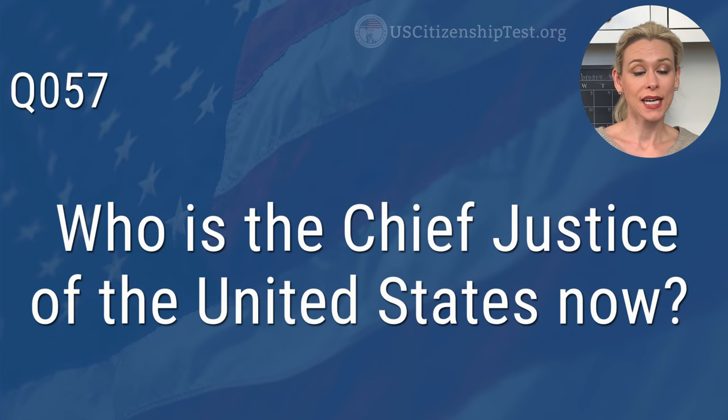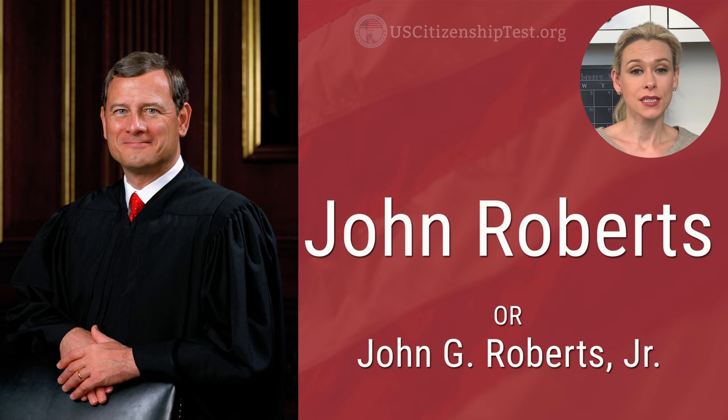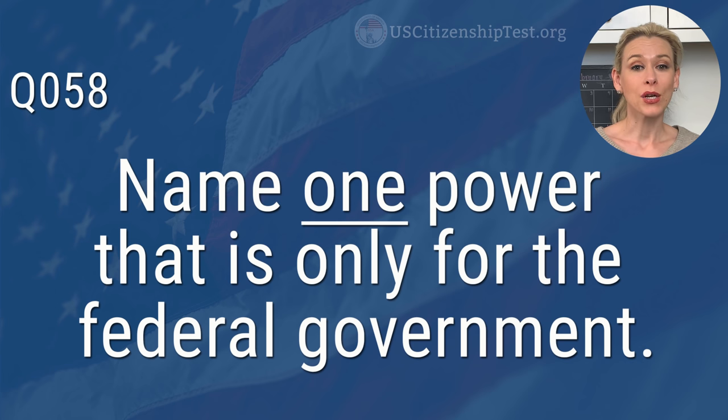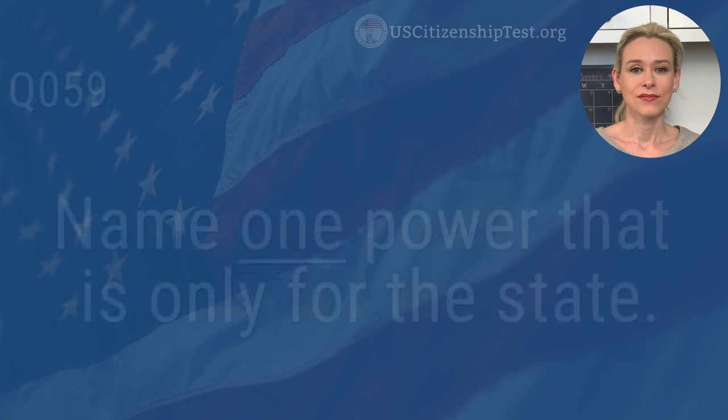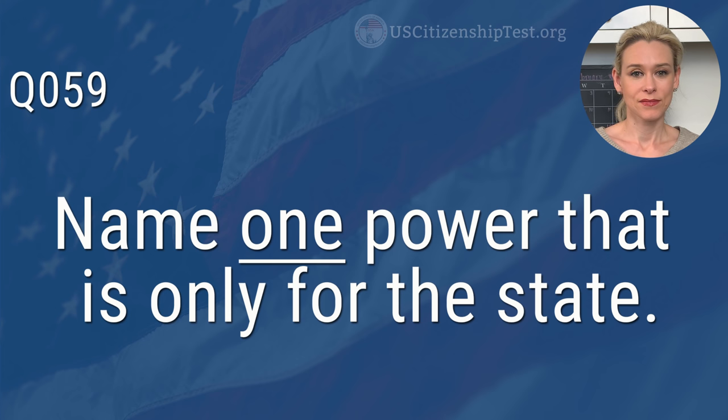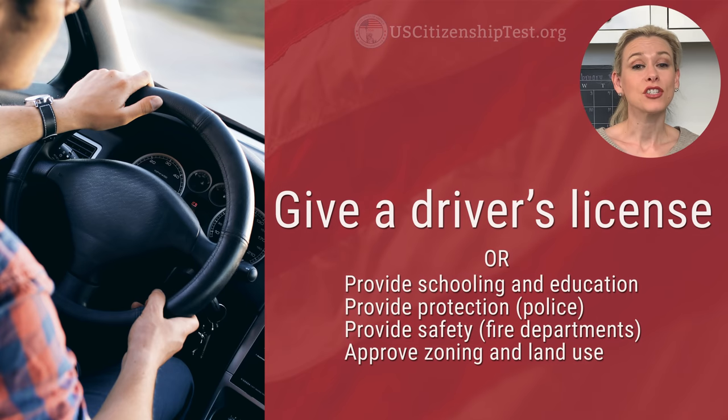Who is the Chief Justice of the United States now? John Roberts. Name one power that is only for the federal government. To print paper money. Name one power that is only for the states. To give a driver's license.